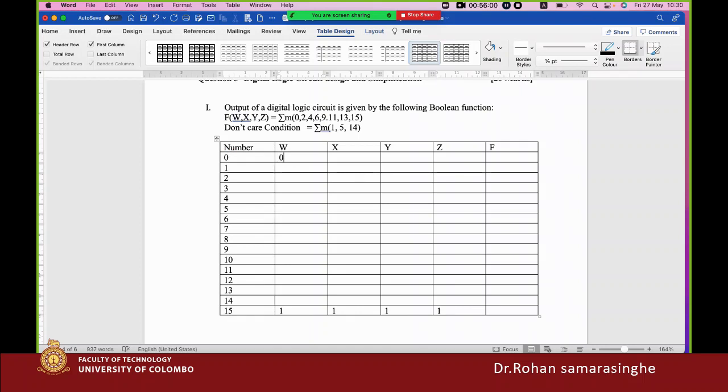0, 0, 0, 0, 0, 0, 0, 0, then 1, 1, 1, 1, 1, 1, 1, 1. So these are the potential values for W: 8 zeros and 8 ones. The second column, 4 zeros and 4 ones.